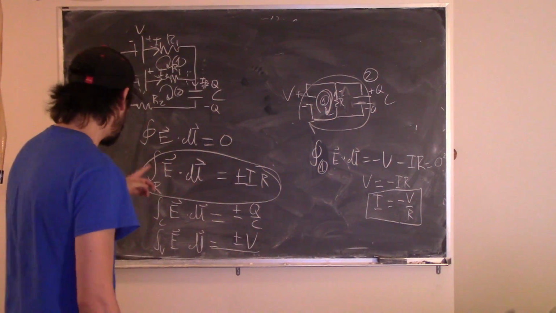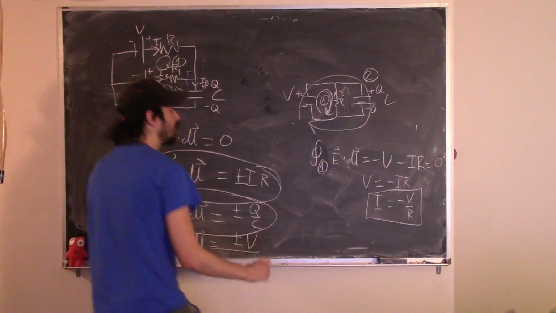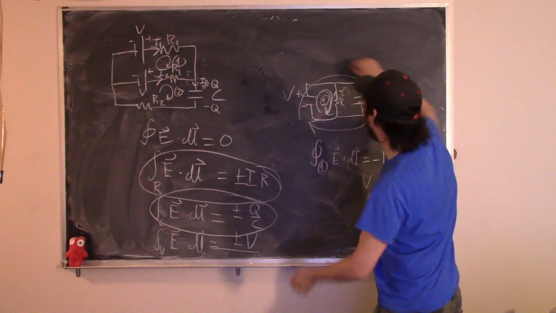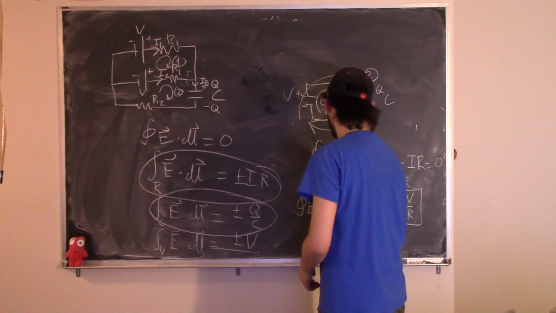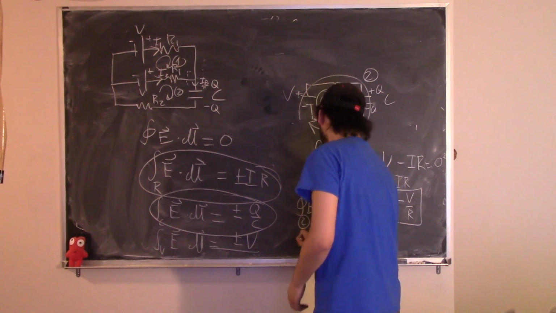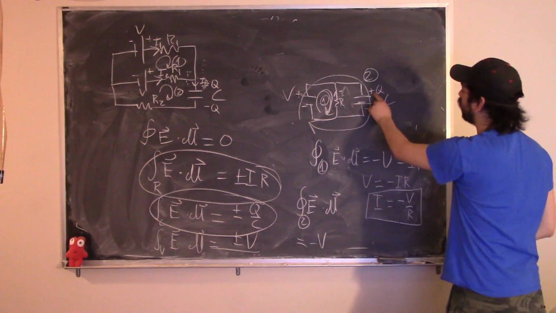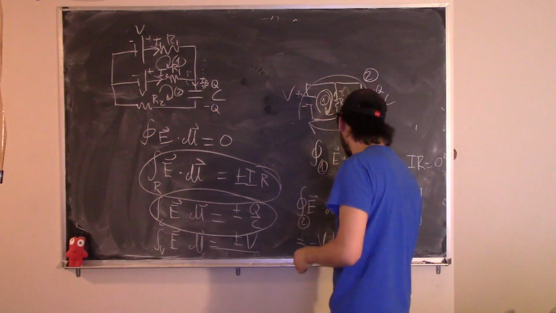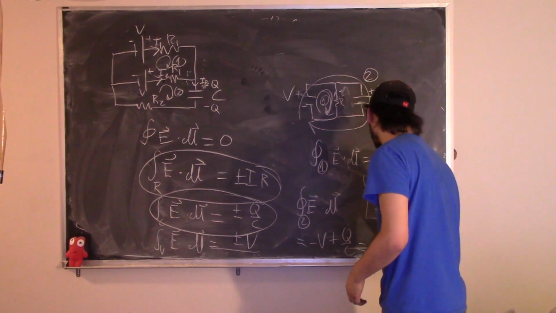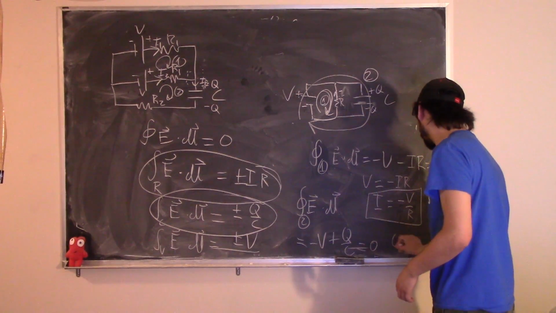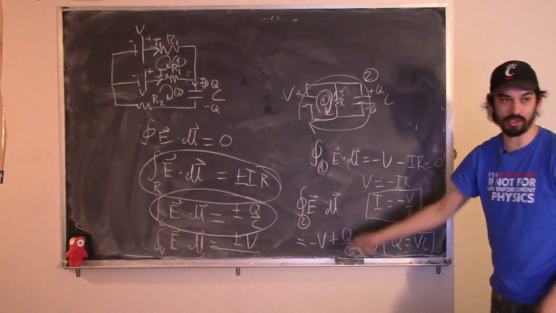Okay. So now let's look at the second loop. Going around, I see a minus V. So the integral of E dot dl for loop 2 is going to be equal to minus V. And now I'm coming over here, I see a plus Q. So when I see a plus Q, I write plus Q over C. And then I get back to the bottom of my loop here, so this is equal to 0. This one says that Q is equal to VC when I solve this equation.